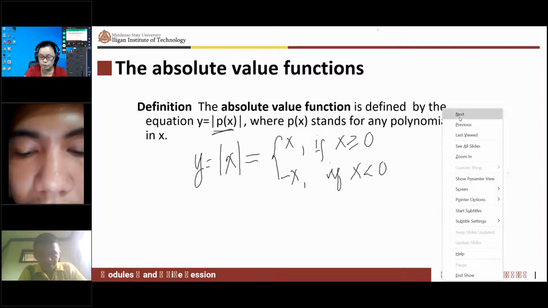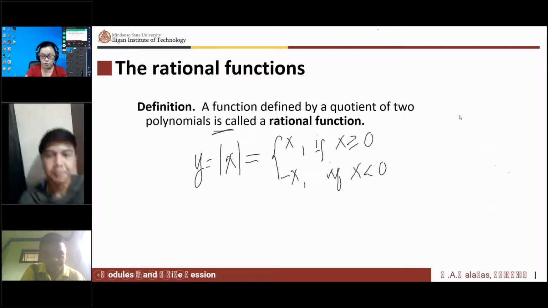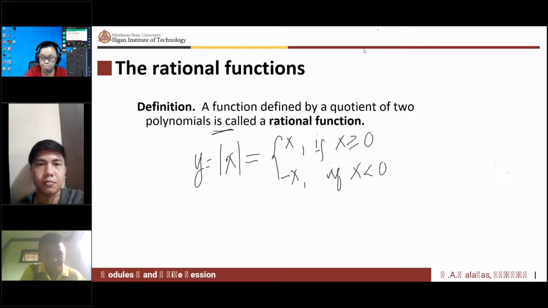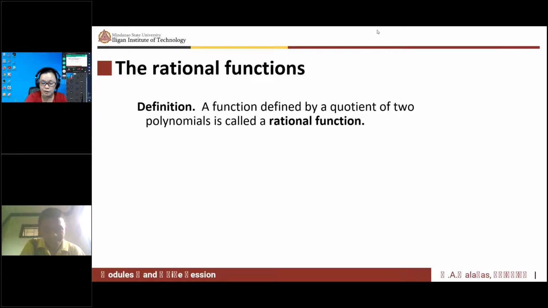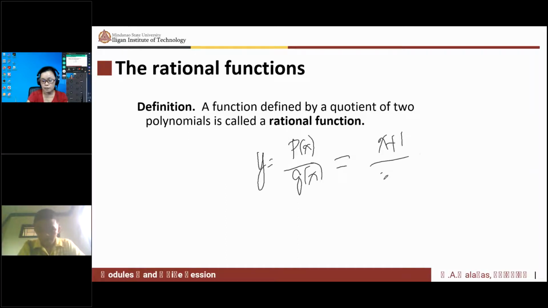Then we go to the rational function. So a rational function is of the form, of course, if you have a function of the form p of x over q of x like that. So an example is if you have this one, the one that we had also earlier, finding the domain. So that is a rational function.